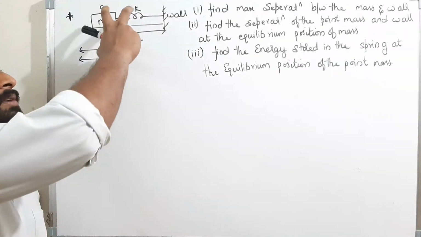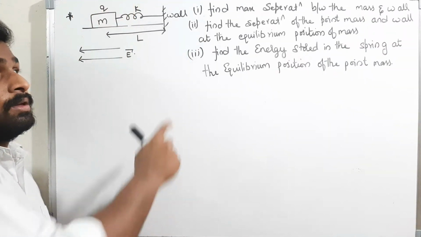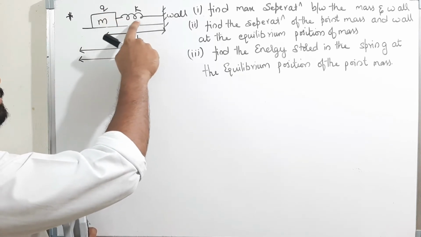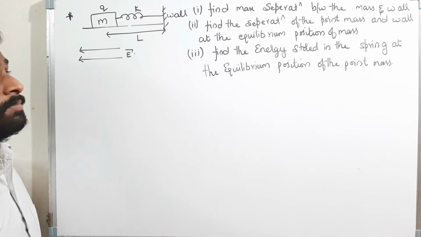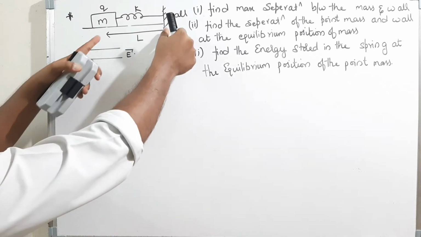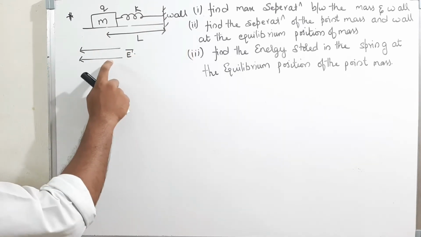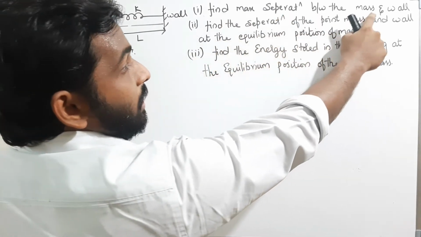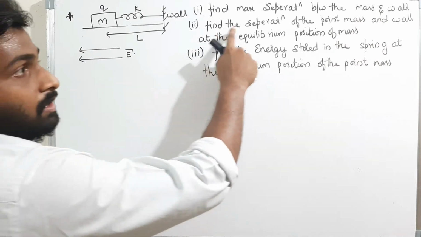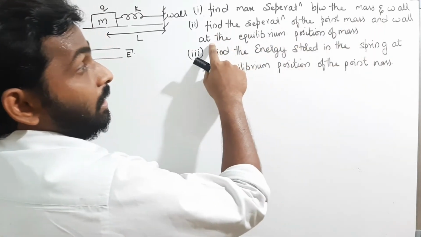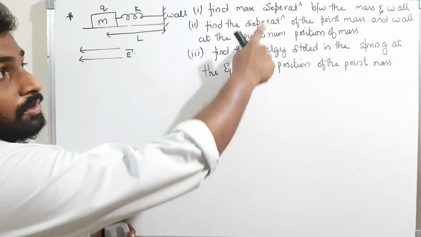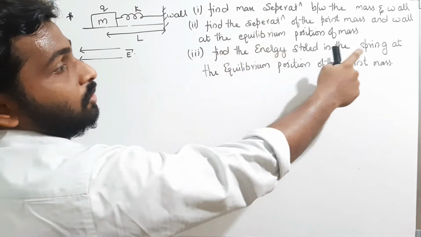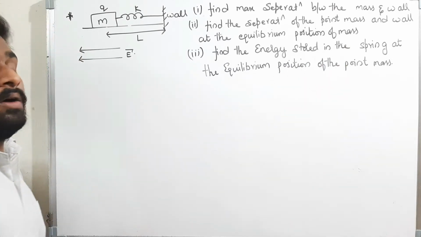See this question. This is the diagram they gave. A block of mass m and charge q is suspended with a spring of spring constant k, and the initial length is L. Now they applied an electric field. They told us to find the maximum separation between the mass and the wall, and the separation of the point mass and the wall at the equilibrium position. Then find the energy stored in the spring at the equilibrium position of the point mass.